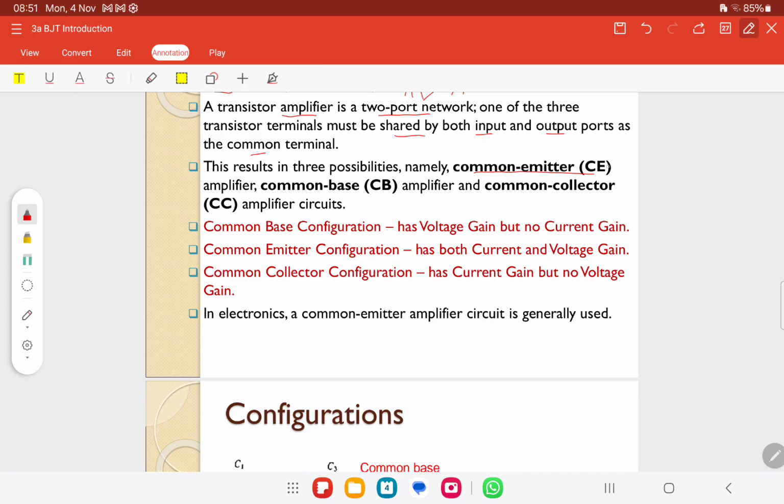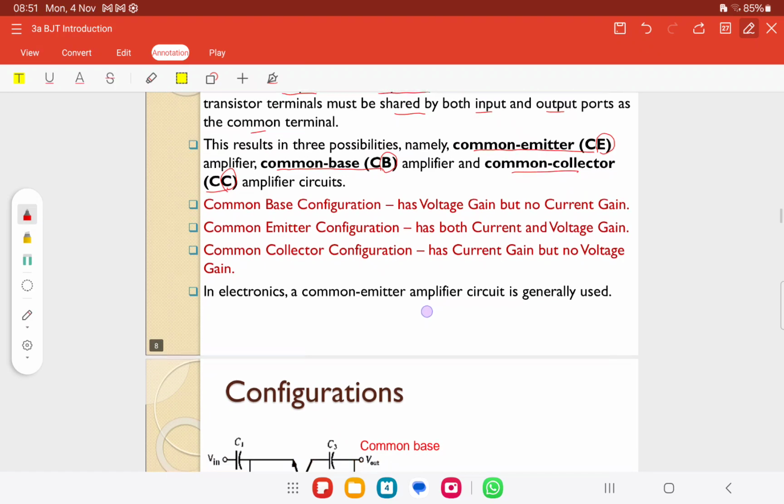Normally for common emitter, the emitter will connect to the ground. Okay. And then common base. Number 2 is common base. The base will connect to the ground. And common collector. Kalau common collector, collector yang akan connect to the ground. Okay, and for all these 3 configurations, why we have 3 configurations depends on the applications. Okay, this is the specifications for each of the configuration.